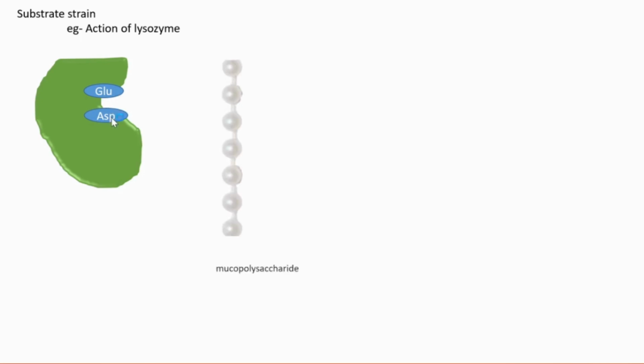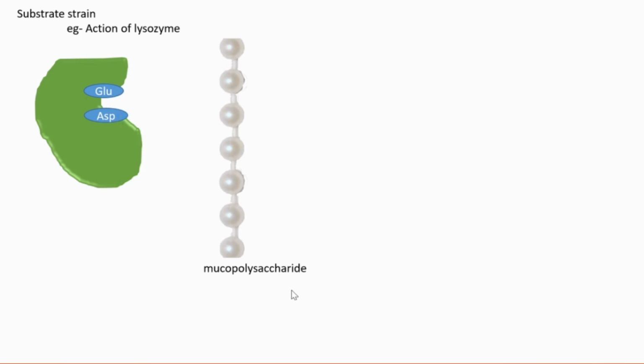Next, substrate strain. Example, the action of lysozyme. When a substrate binds an enzyme, it induces a strain in the substrate, and that strain increases the reaction rate. That's called substrate strain. The enzyme's active site contains specific amino acids like glutamic acid and aspartic acid.